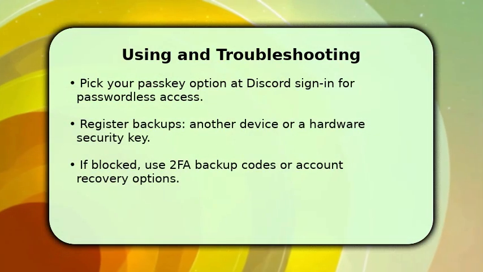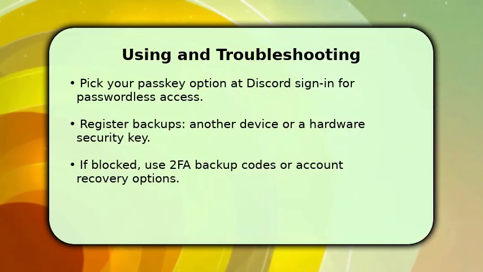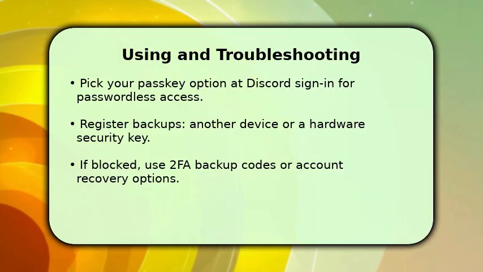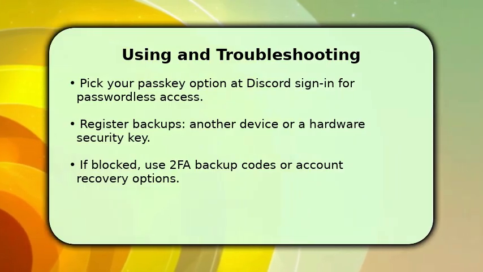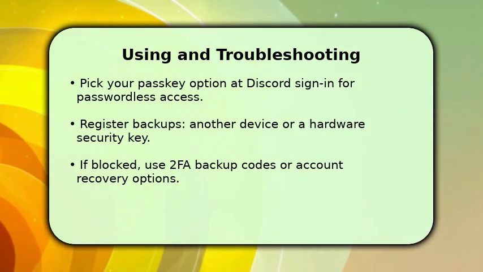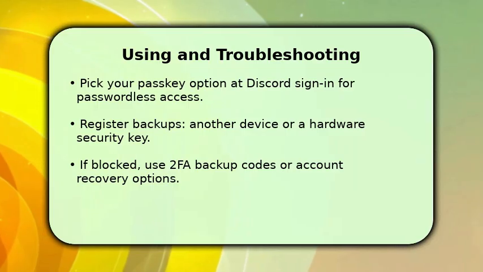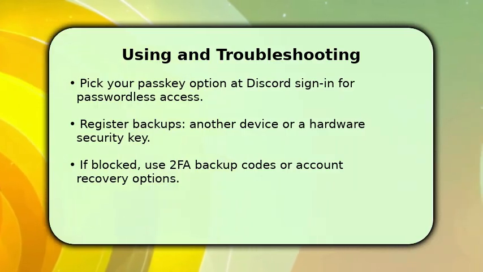To sign in, choose Passkey at Discord's login prompt and authenticate with your enrolled biometric or PIN. This replaces typing passwords and reduces phishing risk. Once done, make sure to register an additional passkey or a hardware key as a backup so you aren't locked out if a device breaks.